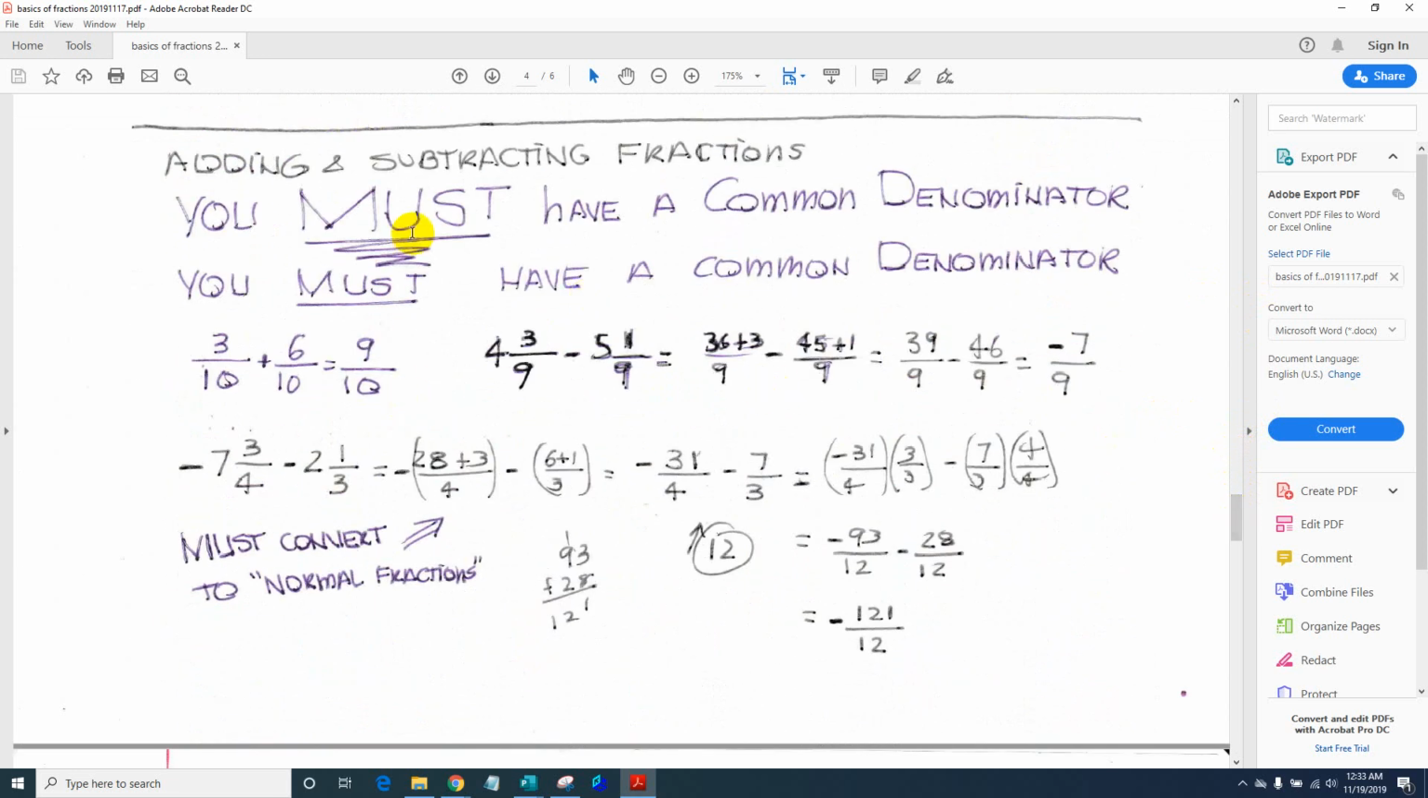In order to do this, everything must have a common denominator, so you have to convert to a common denominator. Again, if you have a mixed number, you have to convert to an improper fraction and do the work that way.